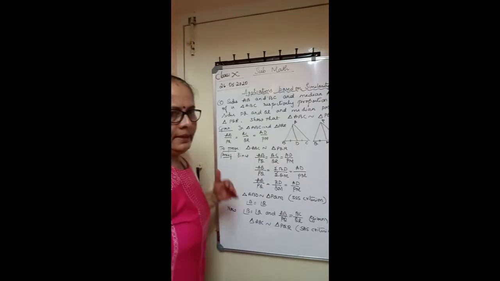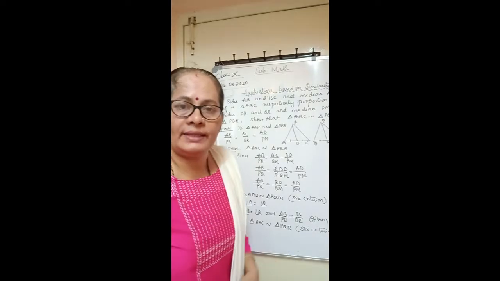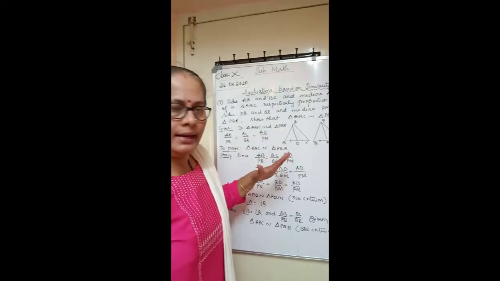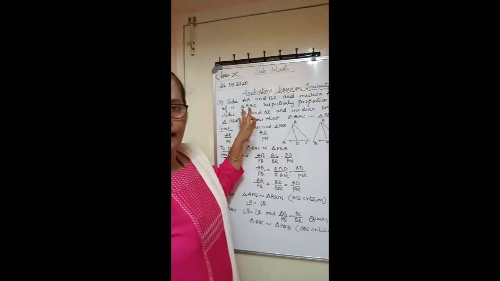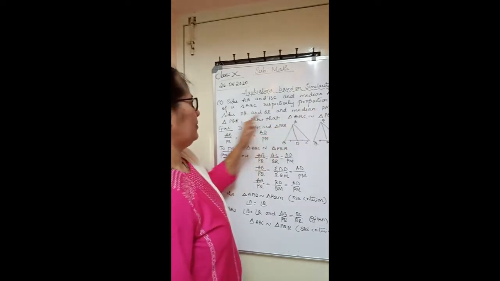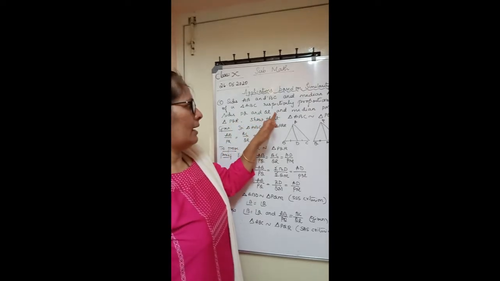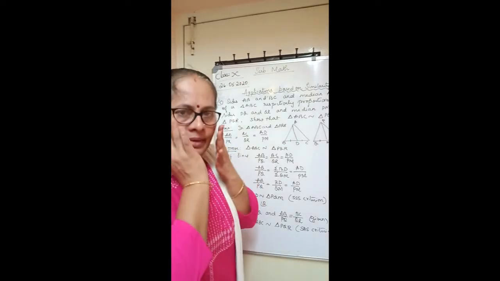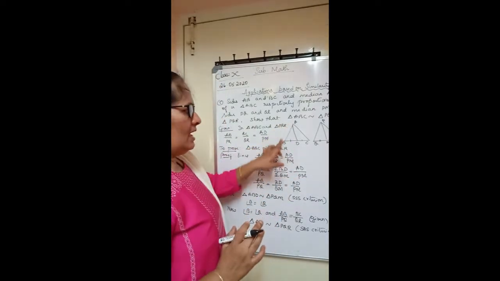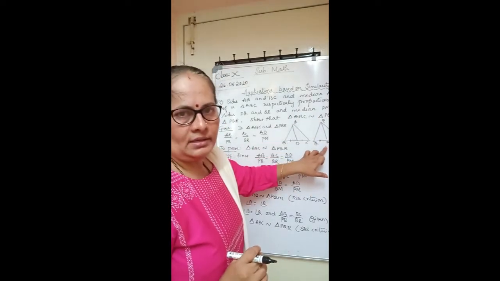Now last application, actually this sum is there in your textbook, exercise 6.3 question number 12. Sides AB and BC and median AD of a triangle ABC are respectively proportional to sides PQ and QR and median PM of triangle PQR. Show that the two triangles are similar. The figure is also given. ABC and PQR are the two triangles. AD and PM are the medians.